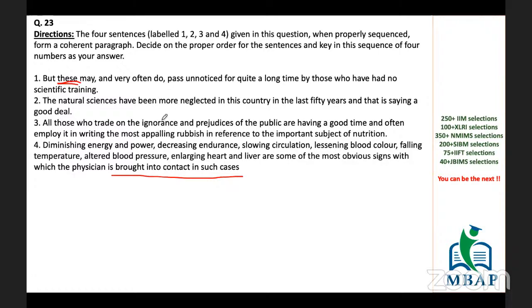We are actually explaining about natural science and everything. What can go unnoticed, which is given in the fourth one? So can I say that fourth and first make a pair? So now I have my first sentence and my second sentence. Now all I need to see is second and third.